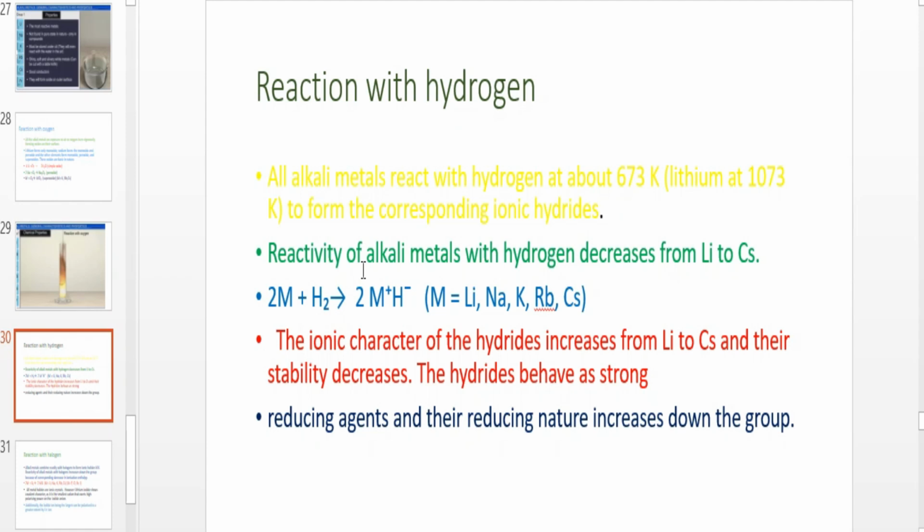The reactivity of alkali metals with hydrogen decreases. If you look at this group from lithium to cesium, the reactivity towards hydrogen decreases. In other words, the tendency to form the metallic hydride decreases. Then the ionic character of these hydrides increases from lithium to cesium.